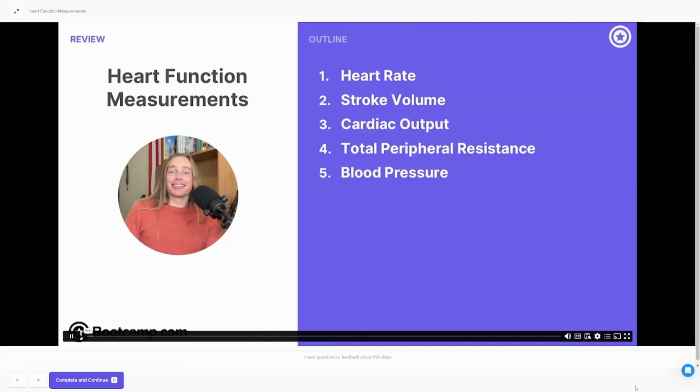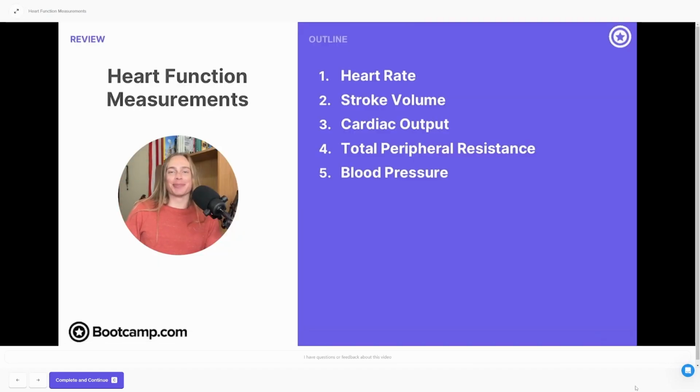Hi everyone, Kelton here. Today we're going to be discussing heart function measurements, so pause the video, take a look at the outline, and we're going to jump right in.